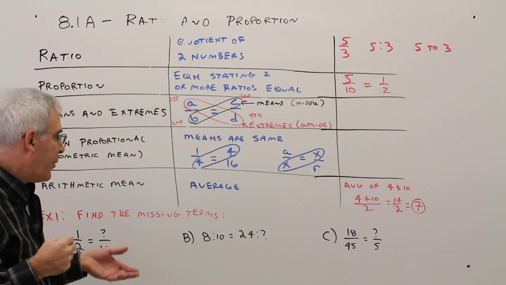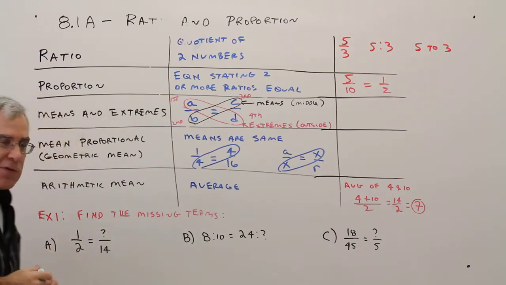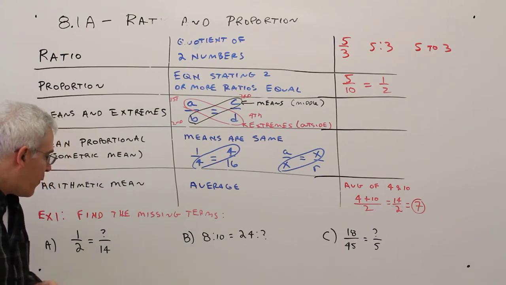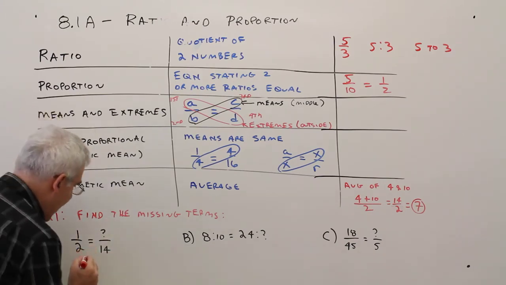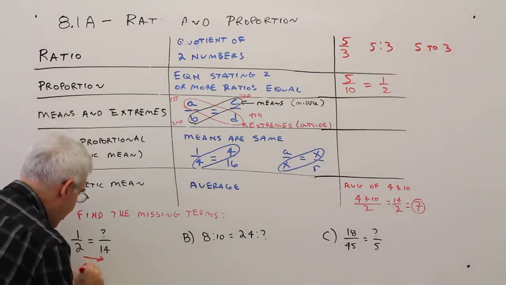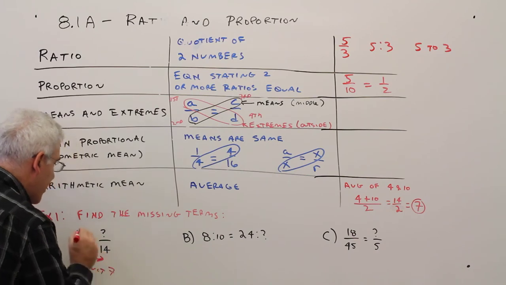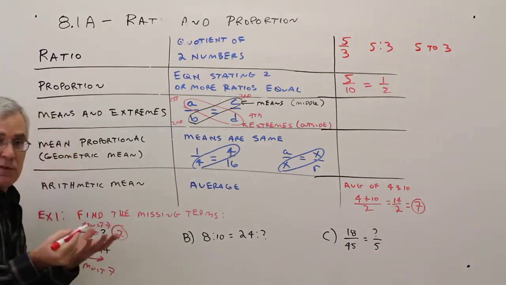And then here's example 1, very basic. Find the missing terms. Okay, 1/2 equals question mark over 14. You could cross multiply and do it that way, but I say, hey, how do I get from 2 to 14? Multiply by 7. So I'm going to multiply by 7 here, and just get 7.